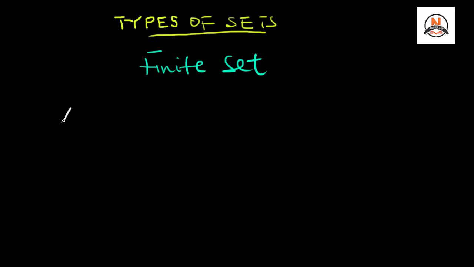So let's consider set A. Set A has these elements: -1, 0, 1, 2, and 3. Set A starts from -1 and it ends at 3. We can actually count the elements in set A. How many elements does it have? It has 5 elements in it. Counting, we'll see that set A has 1, 2, 3, 4, and 5 elements in it.